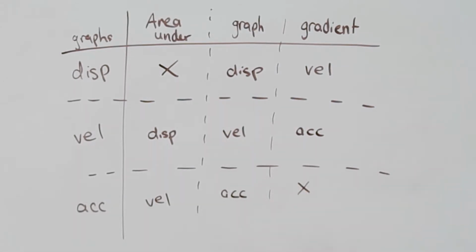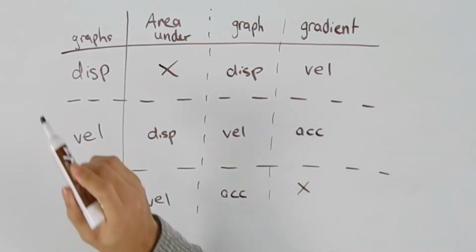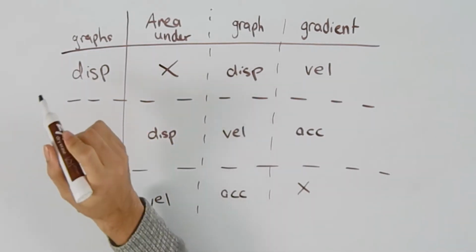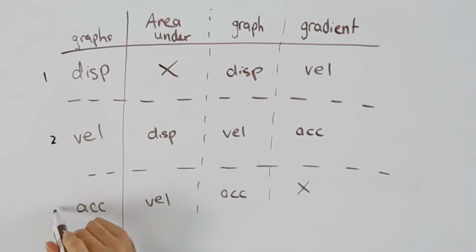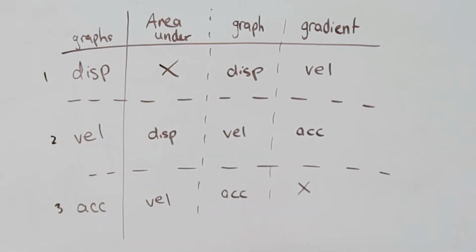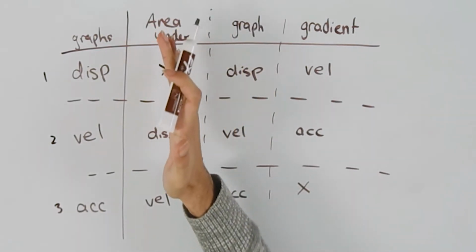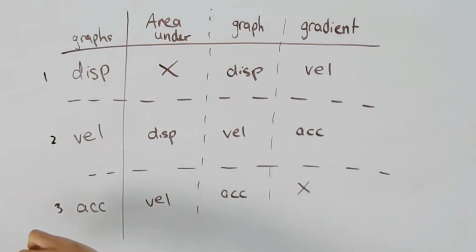So you can actually notice a pattern here. Remember how I said, think of displacement as level 1, velocity as level 2, and acceleration as level 3. Then what the area under the curve does, it means go down one level.